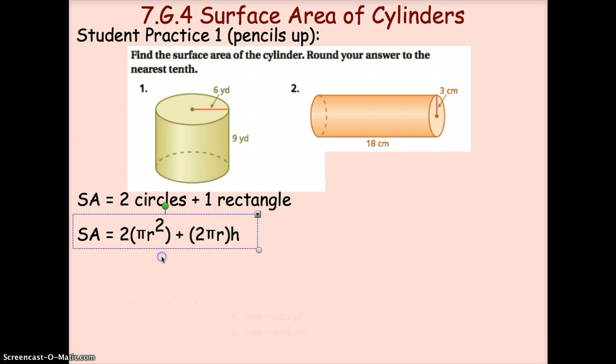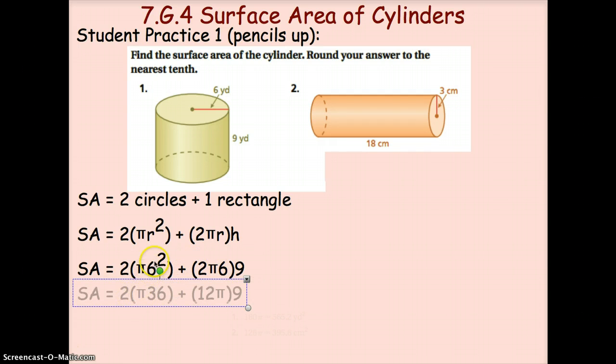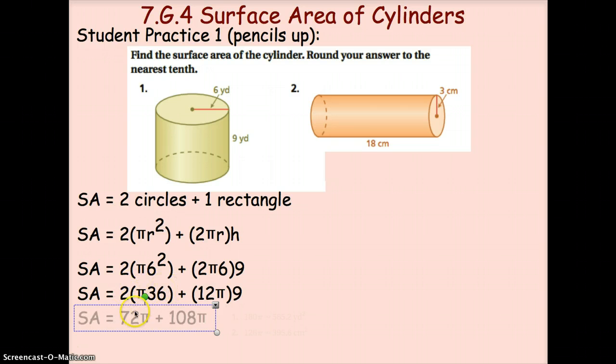It is 9. Now again, I need to take care of my exponent. Over here, I can multiply in any order. So you can multiply anything you want. I'm going to go ahead and multiply the 2 times 6. So I end up with 36 here and 12 here. Notice I'm leaving the pi alone. I'm not doing anything with the pi. Now I can finally do the last of my multiplication. 2 times 36 is 72. 12 times 9 is 108. And I can add my 2 answers together, and I end up with 108 pi.